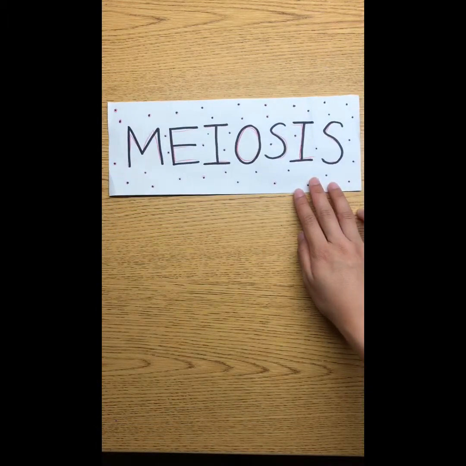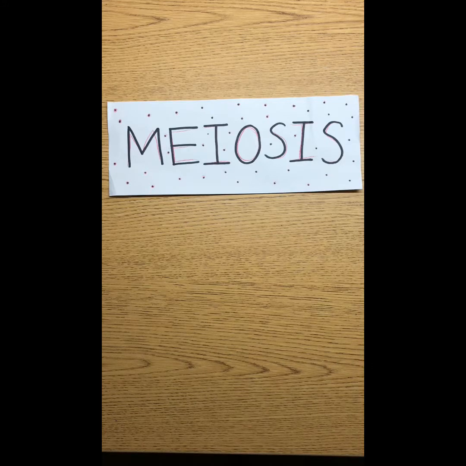So for today, we'll be talking about meiosis. Meiosis is a type of cell division process that results in 4 daughter cells, each with half of the number of chromosomes from each parent. Meiosis is only used for the production of gametes or sex cells.